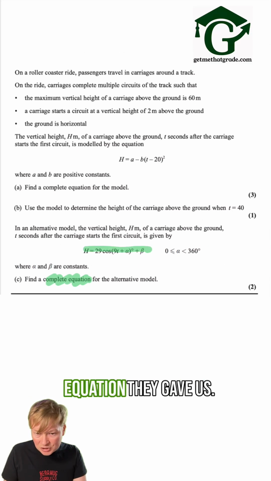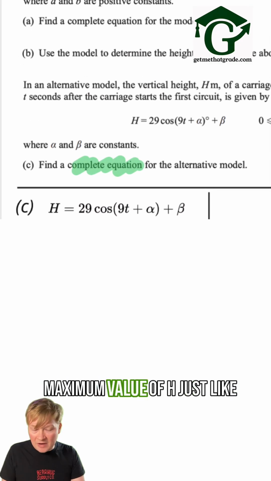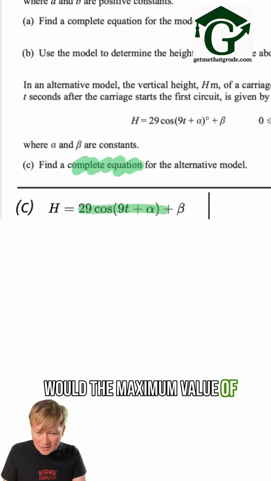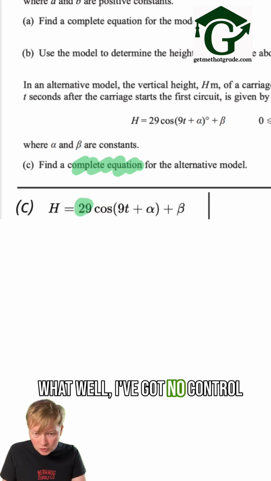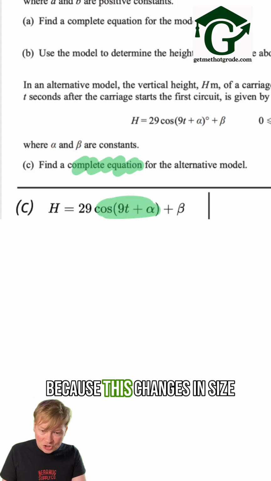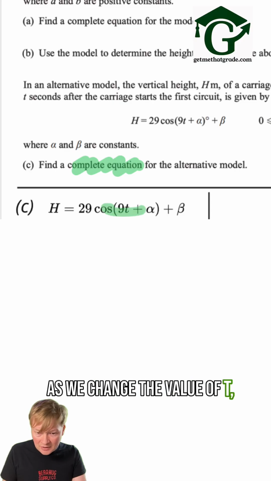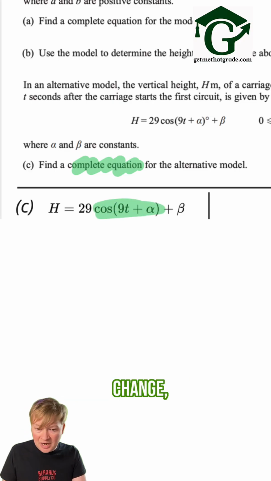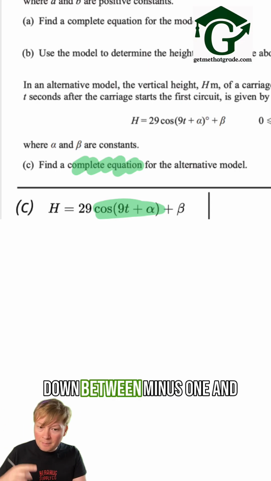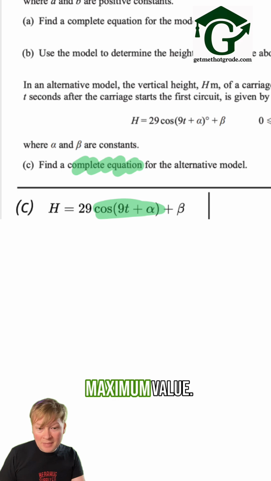So let's start with the equation they gave us, h equals this. Let's think again about the maximum value of h, just like we did in part A. What would the maximum value of my height be? Well, I've got no control over 29 or beta, but I do have control over this, because this changes in size as t changes. As we change the value of t, the size of cosine of this will change. But you should know that the cosine graph wiggles up and down between -1 and 1. -1 is the minimum value, and +1 is the maximum value.